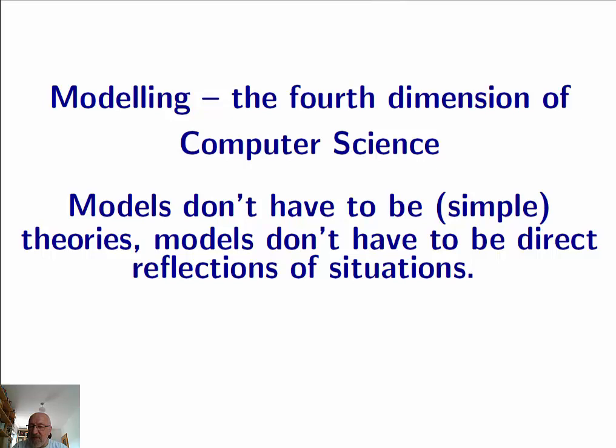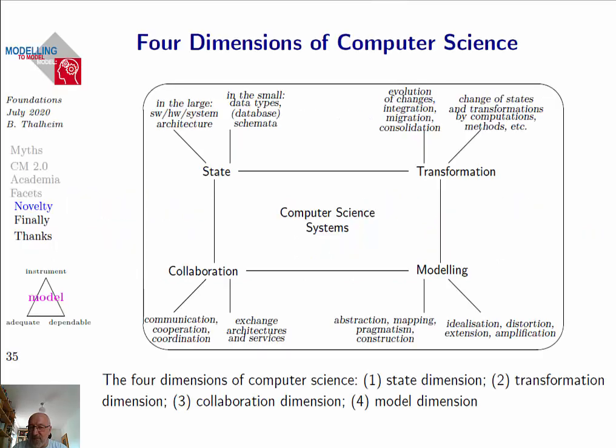Let's consider this. First of all, my claim about the fourth dimension of computer science. So far in computer science we have been widely using states in the large or in the small, let's say in the small like in the database schemata, or in the large as we are using in software engineering for architecture. We have also transformation, and since we are mainly oriented on state-oriented approaches, we have a transformation applied to states. We can also have an event transformation.